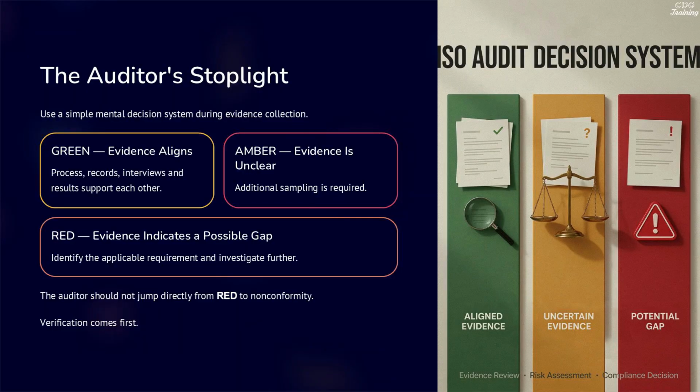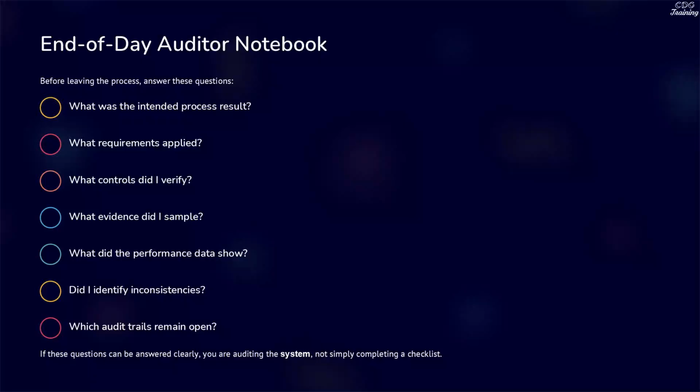Use the auditor's stoplight to guide your evidence collection. This mental decision system helps determine when additional sampling is needed or when evidence indicates a gap. Before concluding your audit, answer key questions to ensure a comprehensive understanding of the process and its outcomes. This reflection helps verify that you're auditing the system effectively.